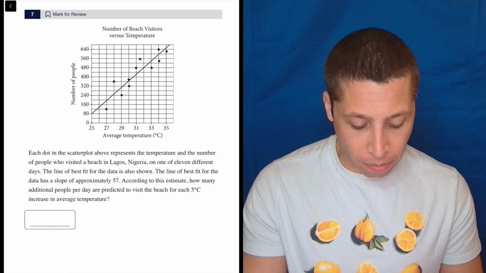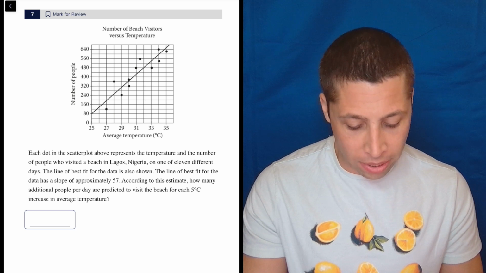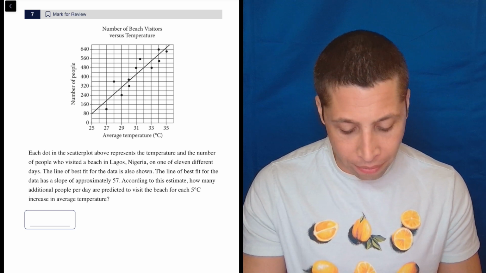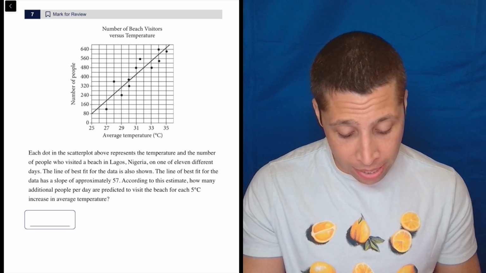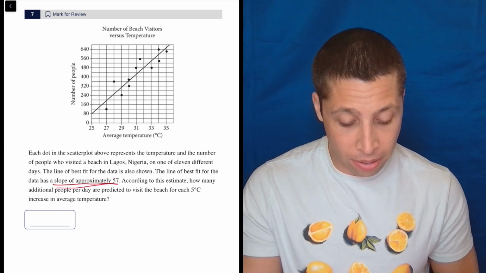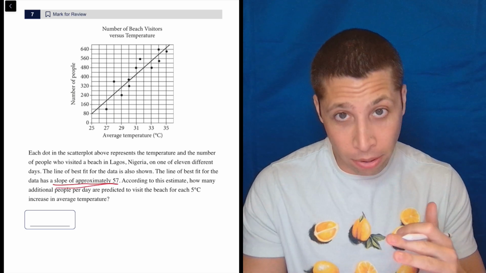Each dot in the scatter plot above represents the temperature and the number of people who visited a beach in Lagos, Nigeria on one of 11 different days. The line of best fit for the data is also shown. The line of best fit for the data has a slope of approximately 57. So it tells us the slope. We don't need to calculate it.